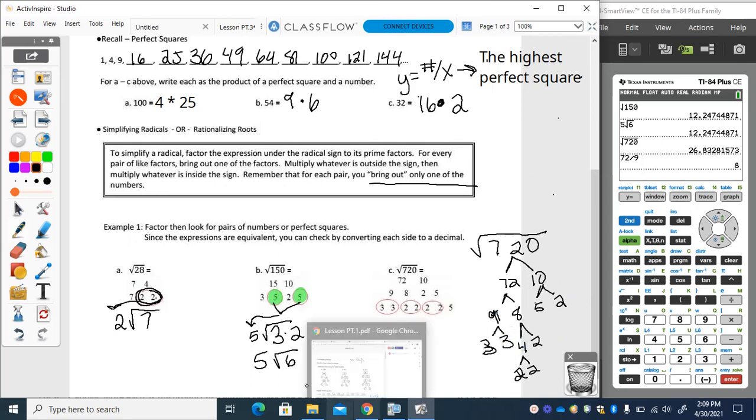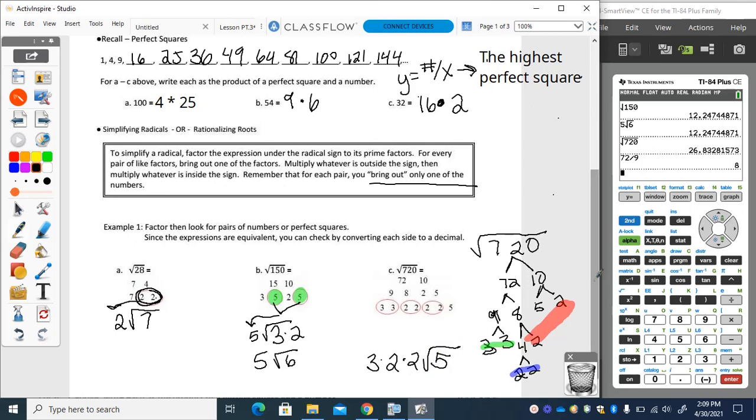All right. So now let's circle any pairs. So we have 3 and 3. There's one pair. We have this 2 and 2. There's another pair. And then we have another 2 and 2. So this time we have multiple pairs. We're just going to bring one of each out. So let's start with the 3. Now we have a 2. And now we have another 2. And all times whatever's left over at the end, which would be that 5.